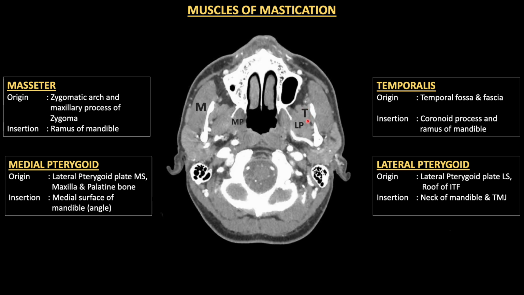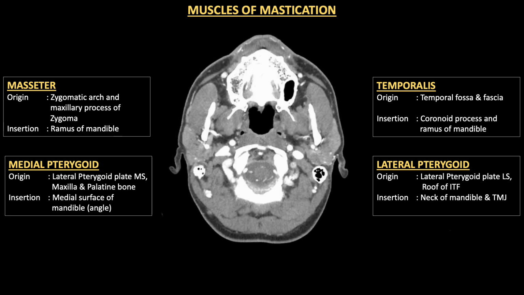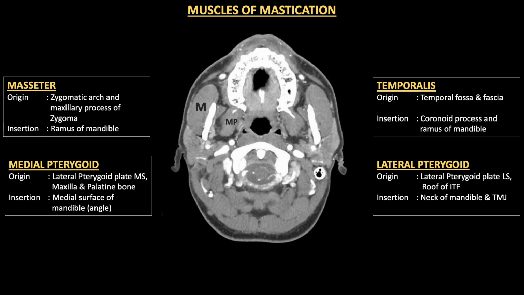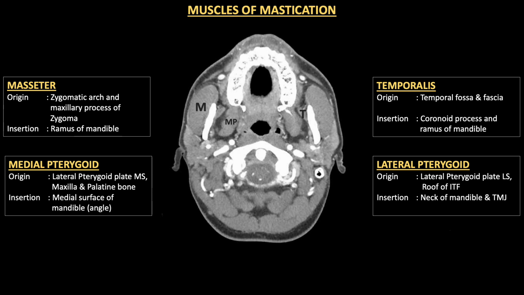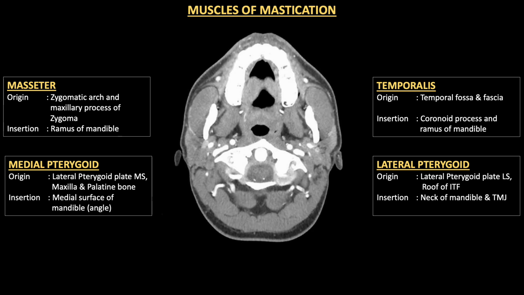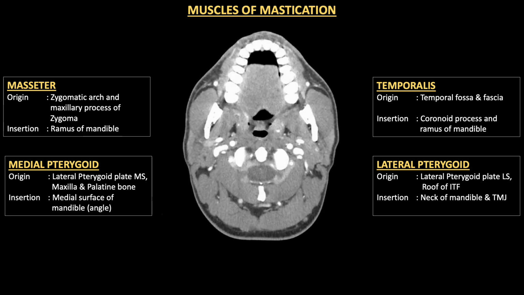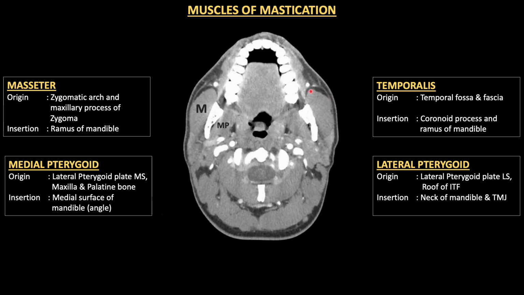So the temporalis here inserts onto the coronoid process. You can't see the lateral pterygoid now, and this here is the medial pterygoid muscle. This muscle lateral to the ramus of the mandible is the masseter muscle, and the muscle medial to it is the medial pterygoid muscle. Posterior to both of them here is the parotid gland.